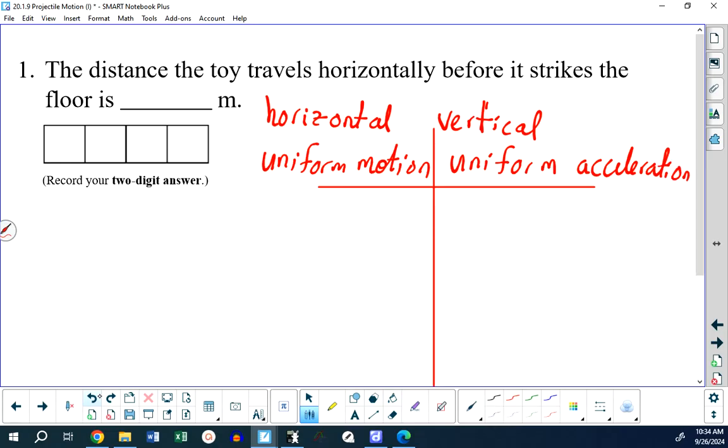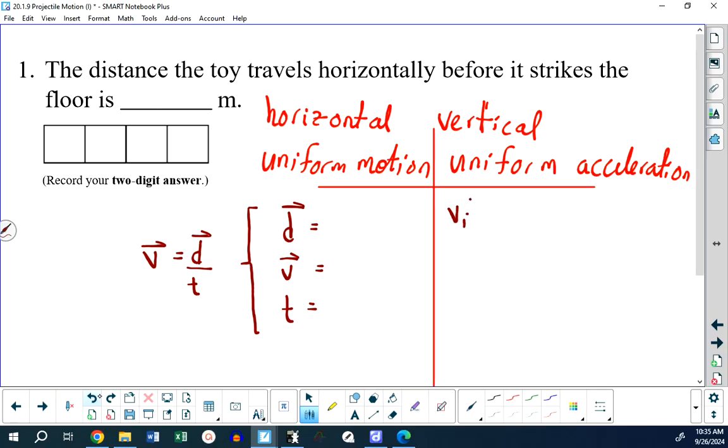And your chart does not have to be as detailed or extensive as this. I'm just doing this for the first one. Next time around, I'll just put X and Y and expect you to know that X is uniform motion, Y is uniform acceleration. But here's the point. Uniform motion is governed by one equation only. Velocity is displacement over time. That's it. That's the only formula you can apply in that column. Whereas uniform acceleration, wow, that's governed by a whole bunch of equations. All of those equations that relate VI, VF, A, D, and T.